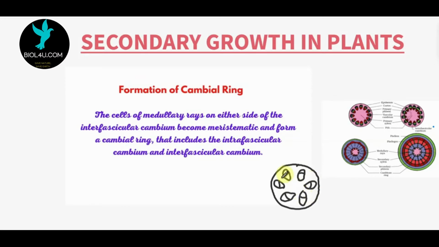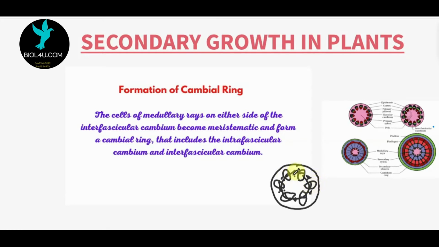Then what happens in between the two vascular bundles? There is some parenchyma tissue. This parenchyma tissue is a differentiated simple permanent tissue, and this parenchymatous tissue becomes meristematic. This meristematic tissue formed between the vascular bundles is known as the interfascicular cambium, and it joins with the intrafascicular cambium, finally forming a ring. In this way the cambial ring is formed.